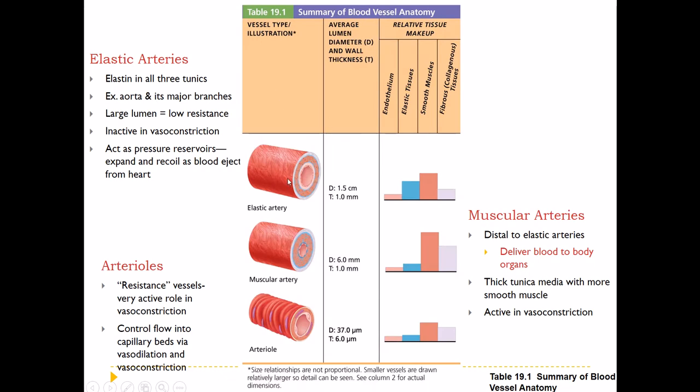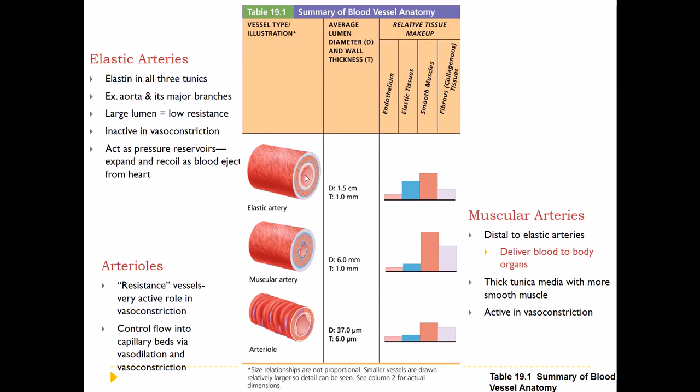If we look at the walls of our arteries and see what's in them, you'll see that these elastic arteries have the highest proportion of elastic tissue. They also have elastic fibers in all 3 of their tunics, not just in one particular level of the wall. They tend to have fairly large lumens, which means they're pretty low resistance. Blood moves through them pretty easily.